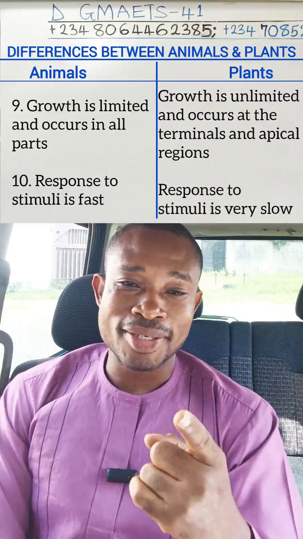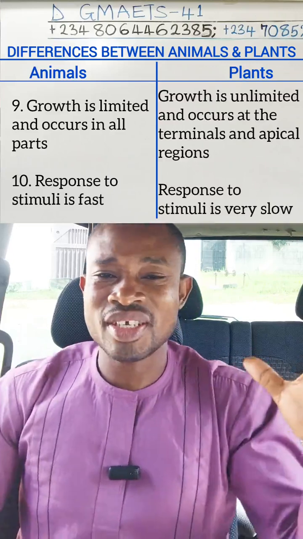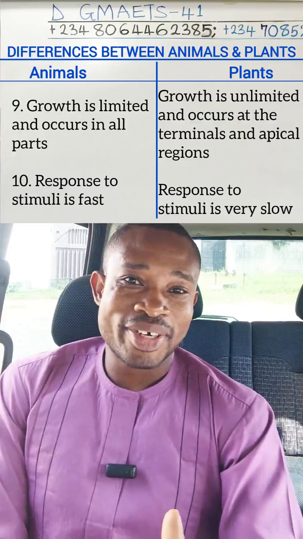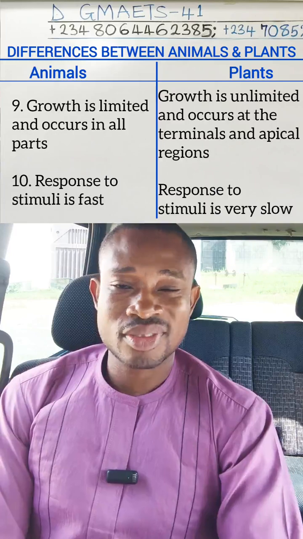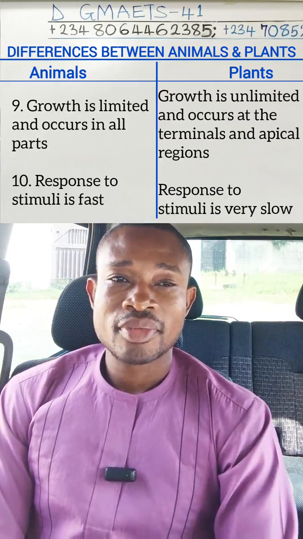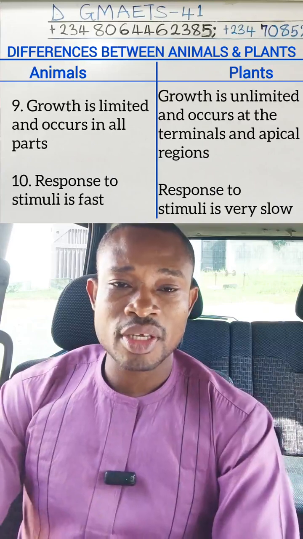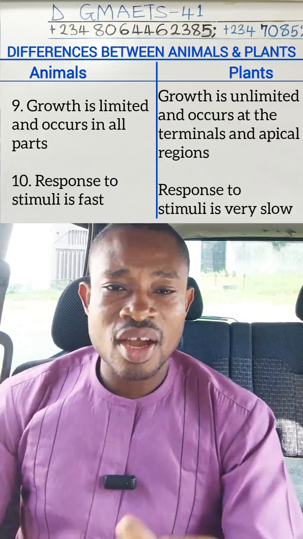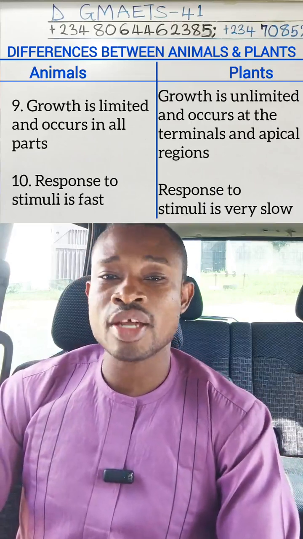That is why you, as a person, if you hold a hot object, what do you do? Immediately you withdraw your hand. But imagine that you bring a hot object close to a plant. Will the plant run away? No, it still remains there. Okay? So response to stimuli in animals is fast, while response to stimuli in plants is what? Slow. These are some differences between these two classifications of living things, animals and plants.